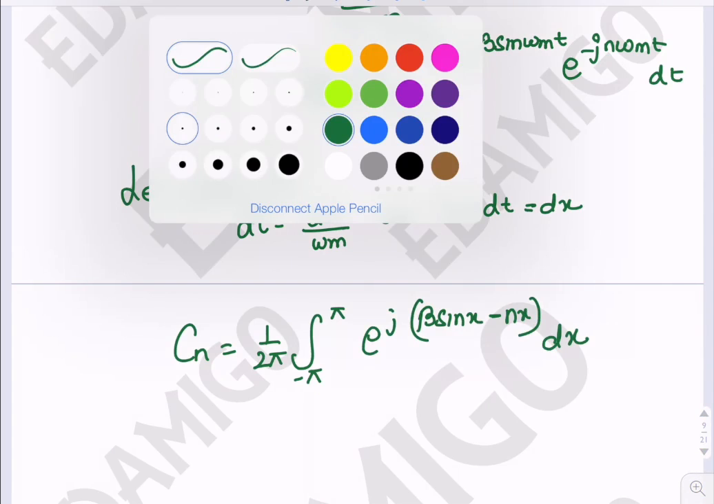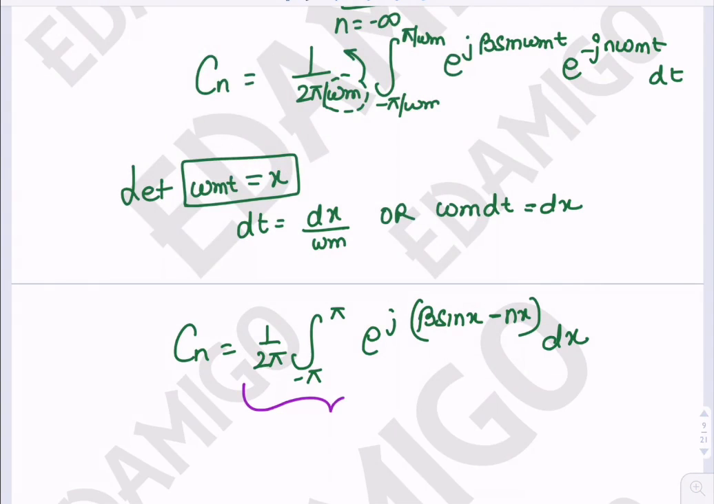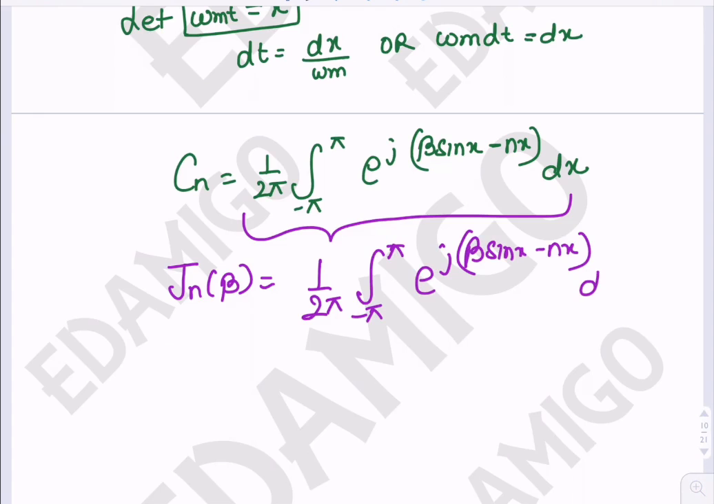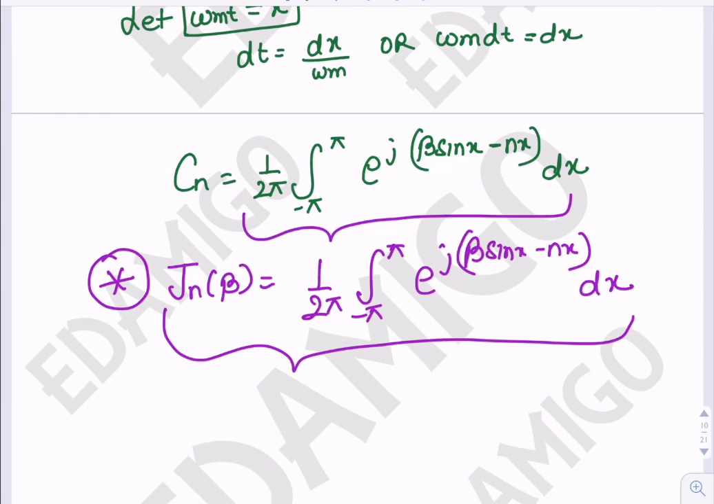And this is what the Bessel's function is. Bessel's function Jn(beta) is equal to 1 upon 2 pi times the integration from minus pi to pi of e to the power j(beta sin x minus nx) dx. This is very important because GATE has not asked any question related to Bessel's function till now. They can ask you, where the value of the Bessel's function is given to us and we just have to recall the equation of the Bessel's function. So we can say that Cn equals Jn(beta).